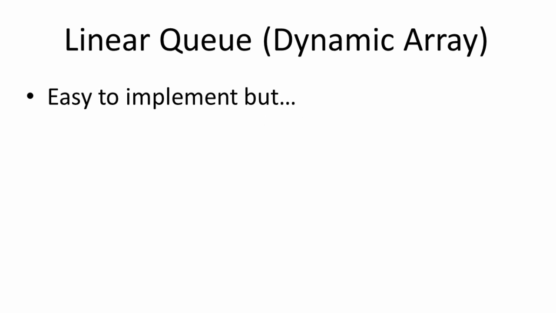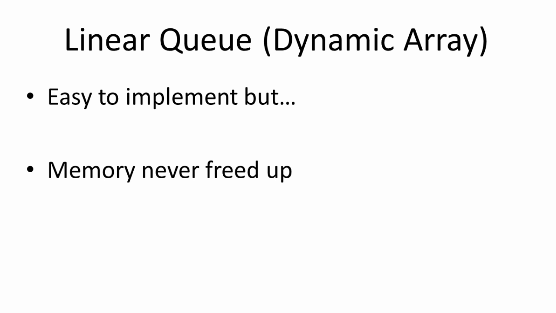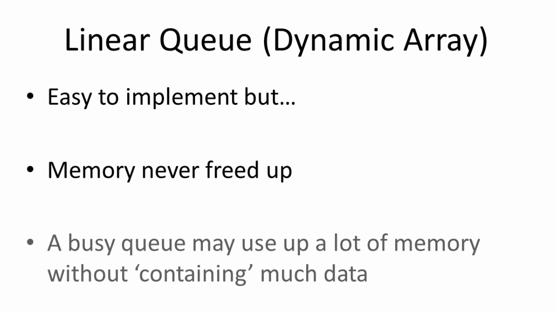Implementing a linear queue with a dynamic array has its advantages. It's easy to do. However, when we take data from the queue, we're not actually removing it from the array. All we're doing is incrementing the front pointer. So the memory is never actually freed up. Now, this is fine if you've got plenty of memory, but in a busy queue, it may end up working its way through the memory and use up an awful lot without actually containing much data.